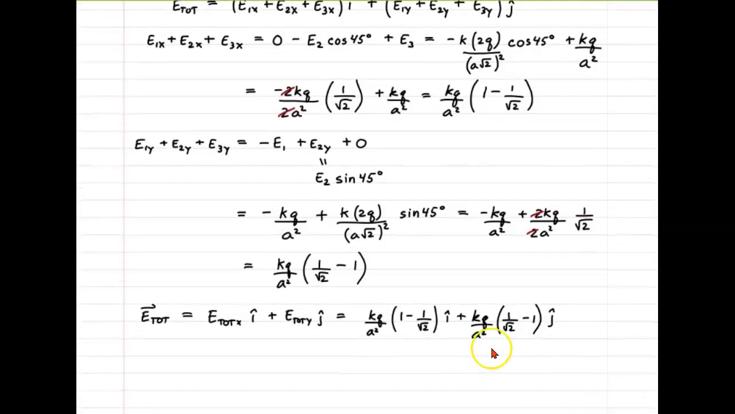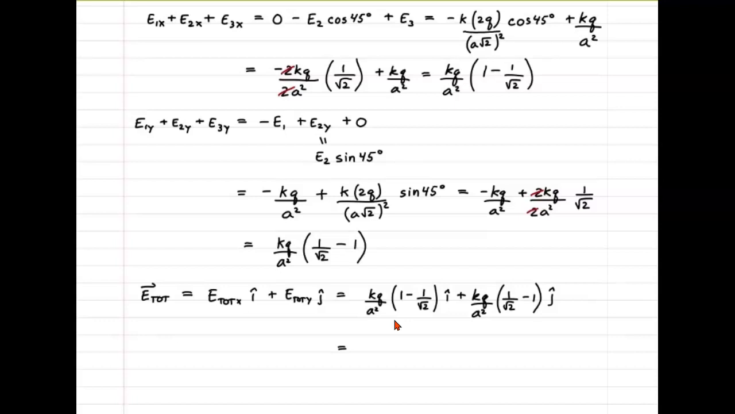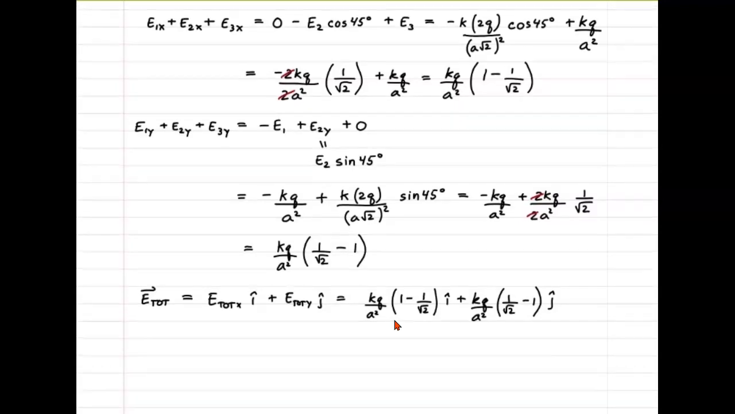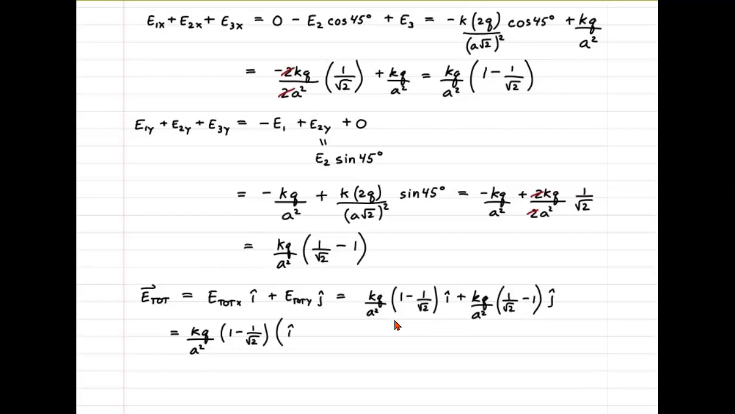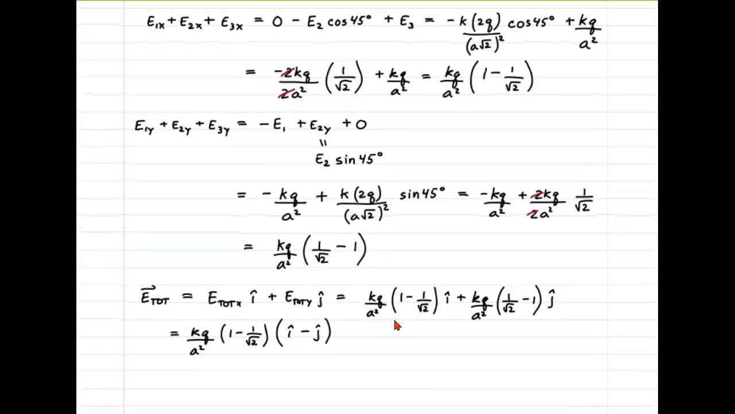Now you notice that these two terms are actually just opposite of each other, right? Because if I put a minus sign here, this becomes 1 minus 1 over root 2, which is the negative of this. So we can actually simplify a little bit more by writing out kq over a squared, pulling out this, and then we'll have i hat minus j hat, right? Because the second term, the j hat term, is minus the other. So this is the most simplified form of this electric field.